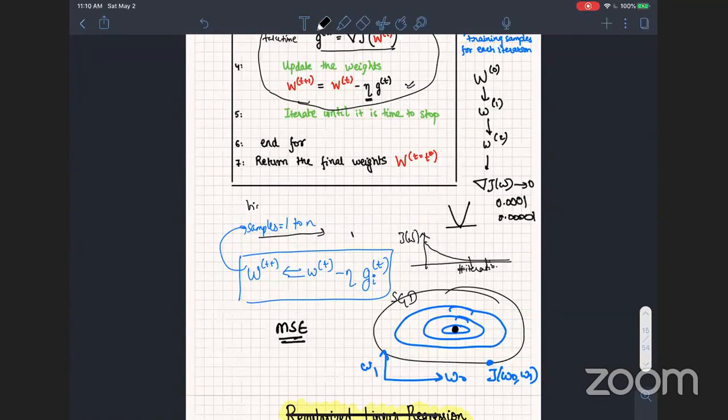Someone asked a question about curvature. Curvature just means how fast your derivative is changing, which is basically smoothness. You can think of it as how sharp this curvature is.